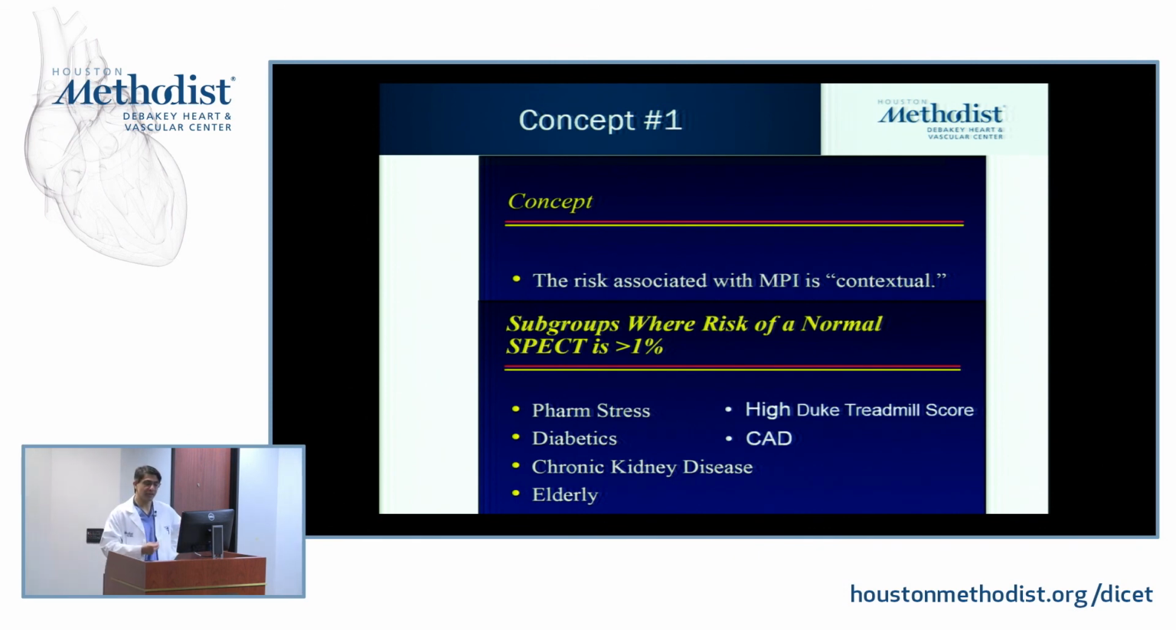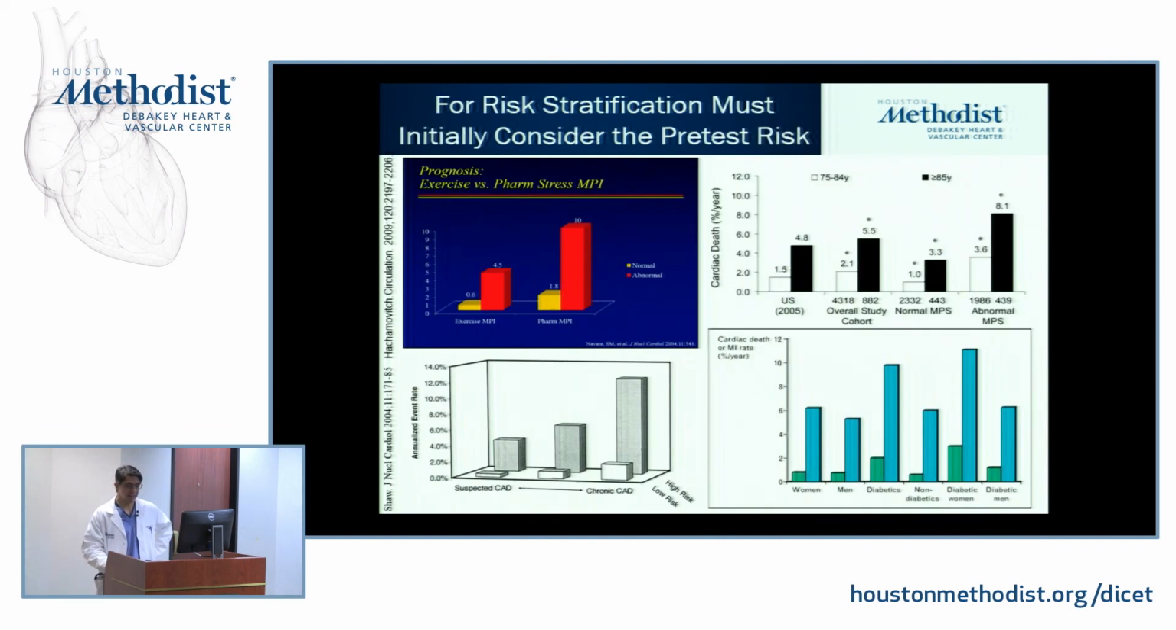But if your patient was stressed with a pharmacological agent, if they're diabetic, they have chronic kidney disease, they're elderly, if they have a high Treadmill score, if they have coronary artery disease, their risks are not necessarily less than 1%. And there's a lot of data to show this. This is just looking at exercise and pharmacological stress. You can see if you have a normal study at pharmacological stress, your risk is 1.8%, whereas if you can exercise and it's normal, it's 0.6%. So just the fact that you couldn't exercise probably means you're a higher risk individual.